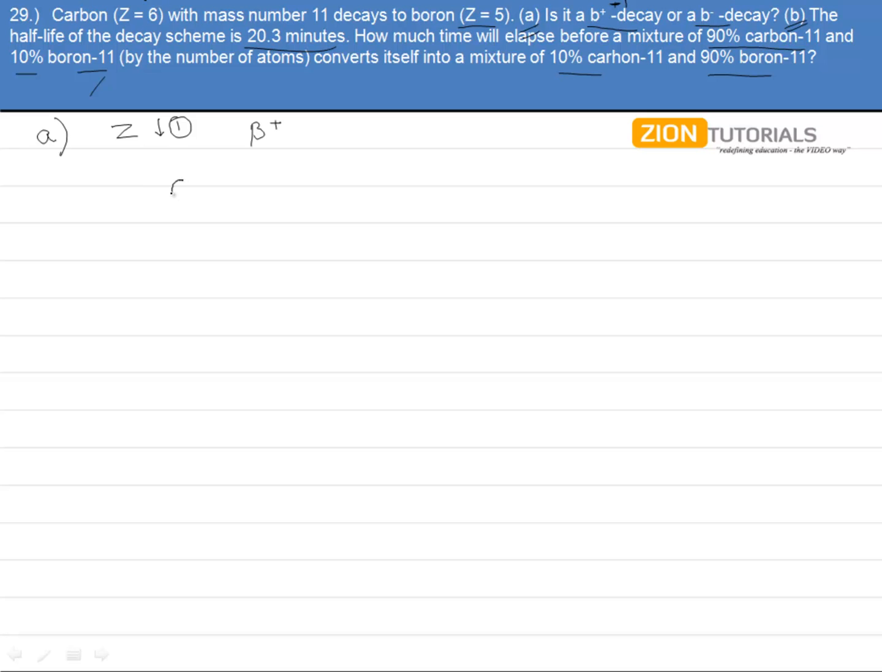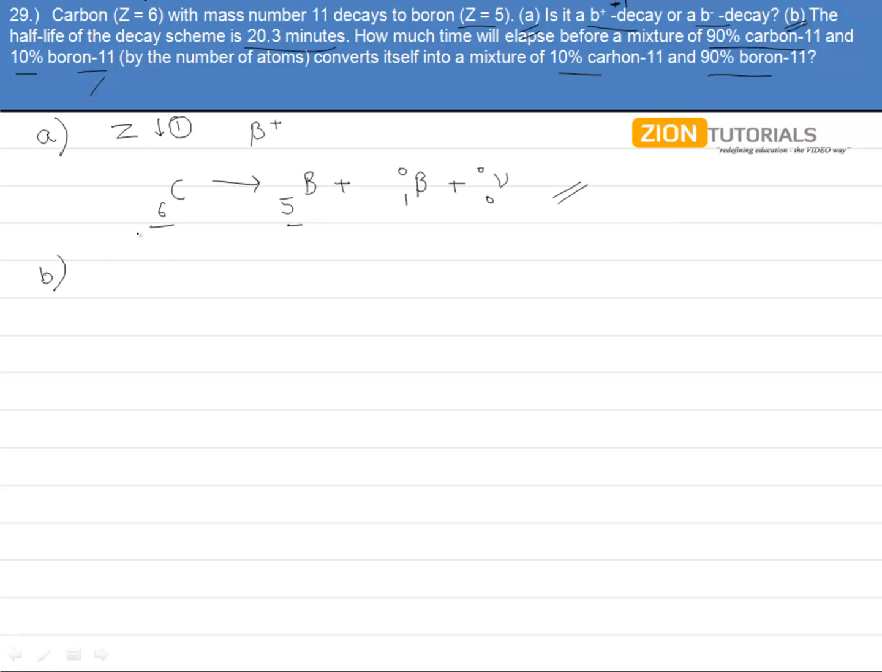Hence, you can write it as C6 changing to B5 plus a beta positive, which means 1 0, plus a neutrino, that is 0 0, is released. So this is basically the equation. Whatever the mass number is, that will be the same on both sides, whether 12 or 12, 13 or 13. Most probably it will be 12. So whatever the mass number is, we need to deal with the atomic number only in this question.